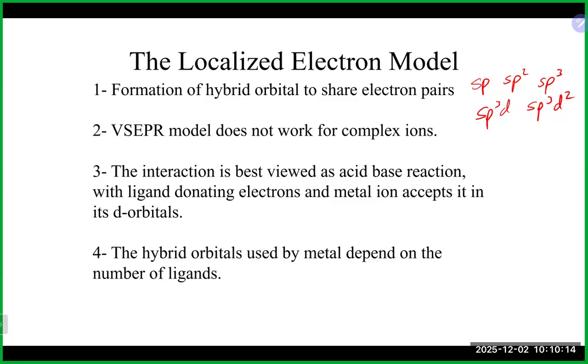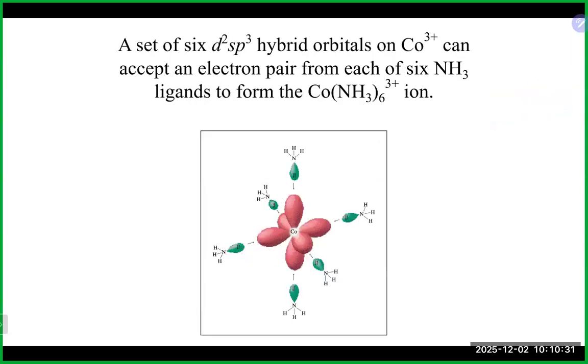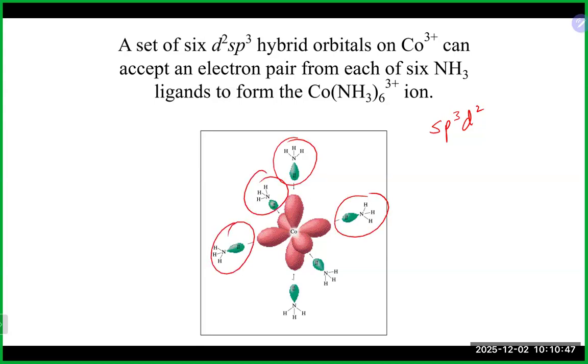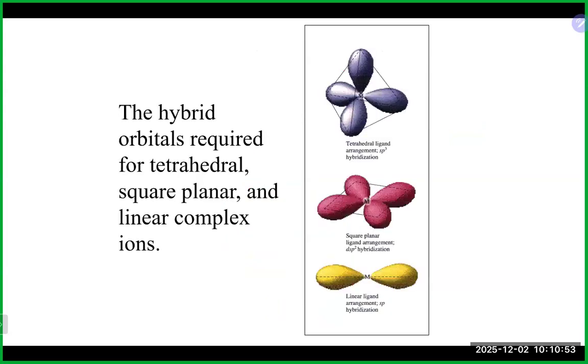The VSEPR model does not work great for complex ions. The interaction is really viewed more as a Lewis acid-base interaction, so a ligand donates electrons and the metal accepts. The hybrid model of orbitals is used on the metal and depends on the number of ligands there. So here are six. That is essentially your sp3d2, your expanded octet. So we've got six ligands coming in, and that's going to give us that octahedral arrangement, which is that expanded octet.